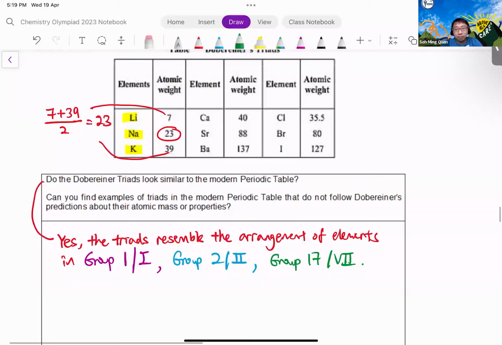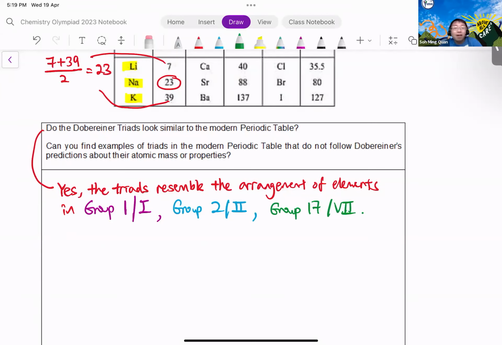Okay? The answer is obviously yes. You can think of so many examples of elements in the modern periodic table which do not actually follow this rule. So I'm just going to give one example. Let me just take a look. Yep. Okay, I'm just going to do copper, silver, gold. Okay, copper, silver, gold, you will realize that doesn't really follow the rule.